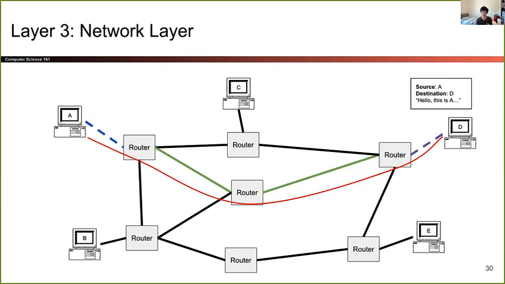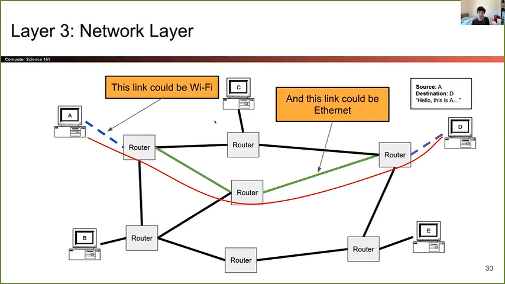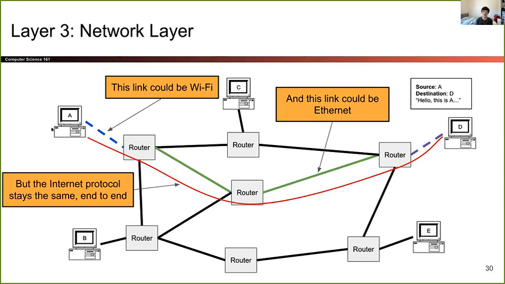And the other useful thing is that each link here can be a different protocol. So maybe A is communicating with its router through Wi-Fi, like my phone is, and these routers are communicating with each other through Ethernet or some other wired protocol because it's fast. The key is that this packet is always going to use the internet protocol no matter what the layers below are providing, because the layers below are just providing direct communication, and internet protocol can be built on any of these possible layer 2s while maintaining the same layer 3.